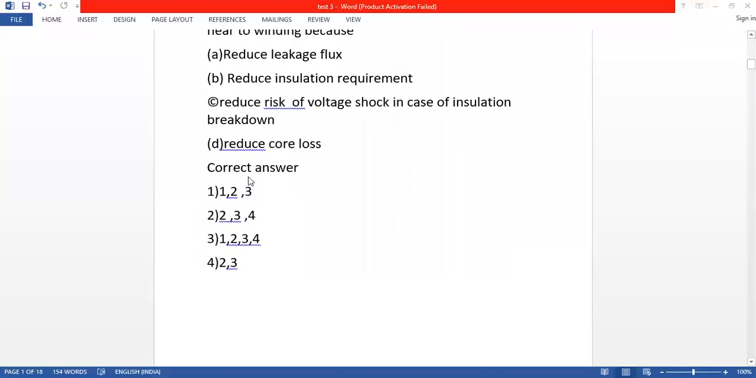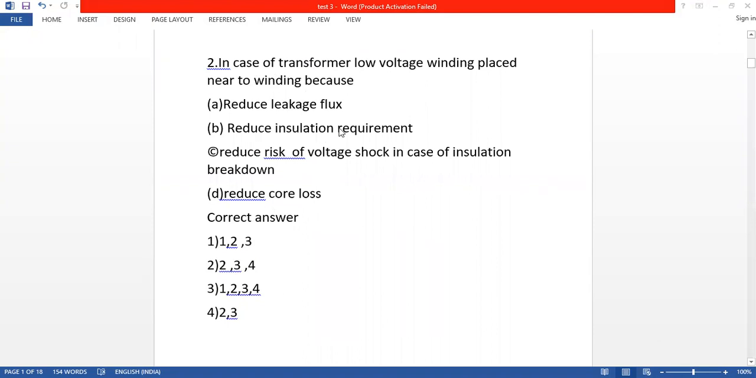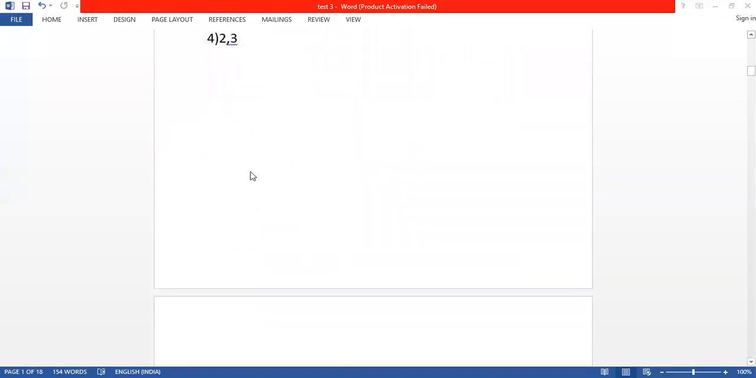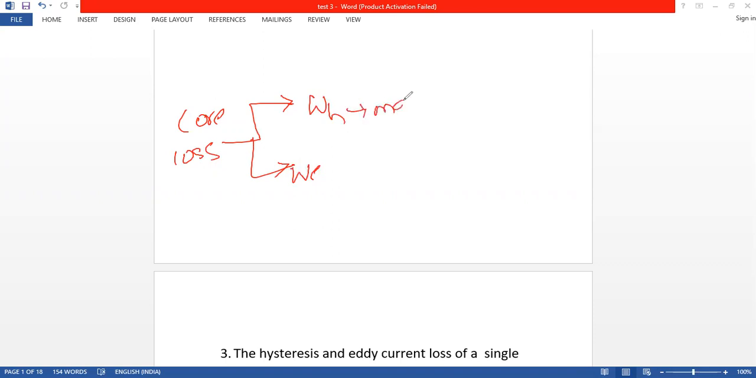See, I don't tell you the answer. Now leakage flux is nowhere related to the placement of winding near the core. Now come to option D. Option D means reducing core loss. How will you reduce core loss? Core loss means two losses occurring in the core. One is hysteresis, one is eddy current, due to magnetic property and due to conducting property.